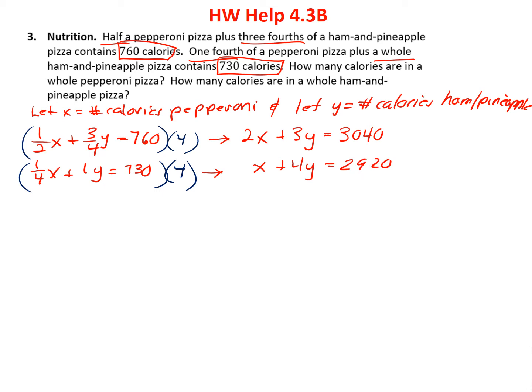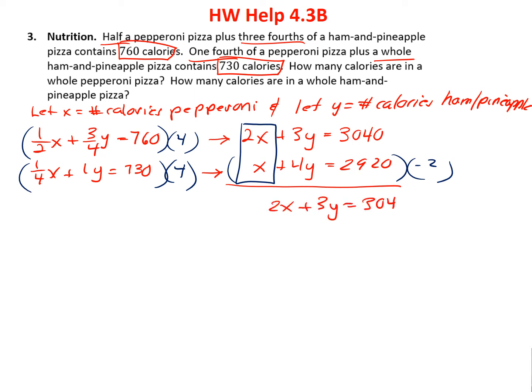Now it's easier for us to pick out what we want to do. If we pick the y's, we would end up having to do a daddy bear. But notice here on the x's, if I multiplied the bottom one by negative 2, I'd have what I needed. So let's do that. So when I rewrite the equations, my top equation, 2x plus 3y equals 3040. My bottom, remember to multiply everything, is minus 2x, minus 2 times 4 is minus 8y, and minus 2 times 2920 is minus 5840.